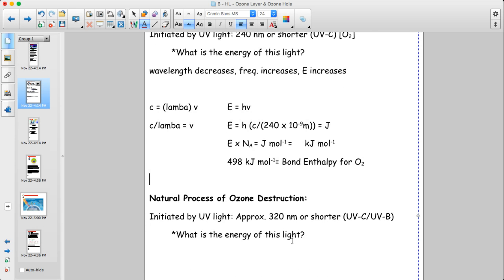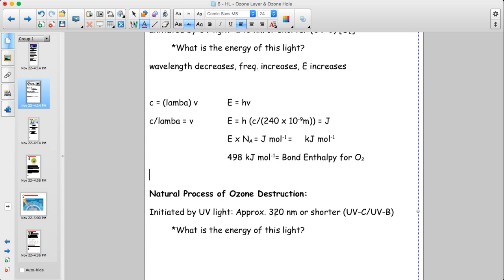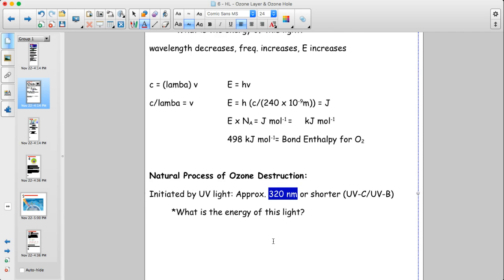You could walk through the exact same calculations using 320 nanometers, which is the longest kind of light that can break apart ozone. Notice it's a longer wavelength, so it's less energy. And that makes sense because the O to O bond in ozone is a 1.5 bond order. It's a resonance thing, and the bonds are actually about 1.5.